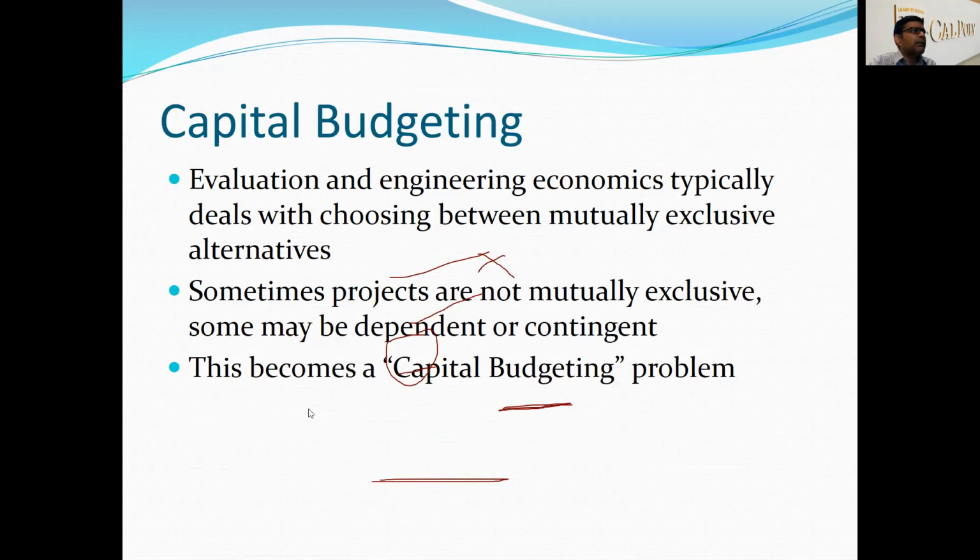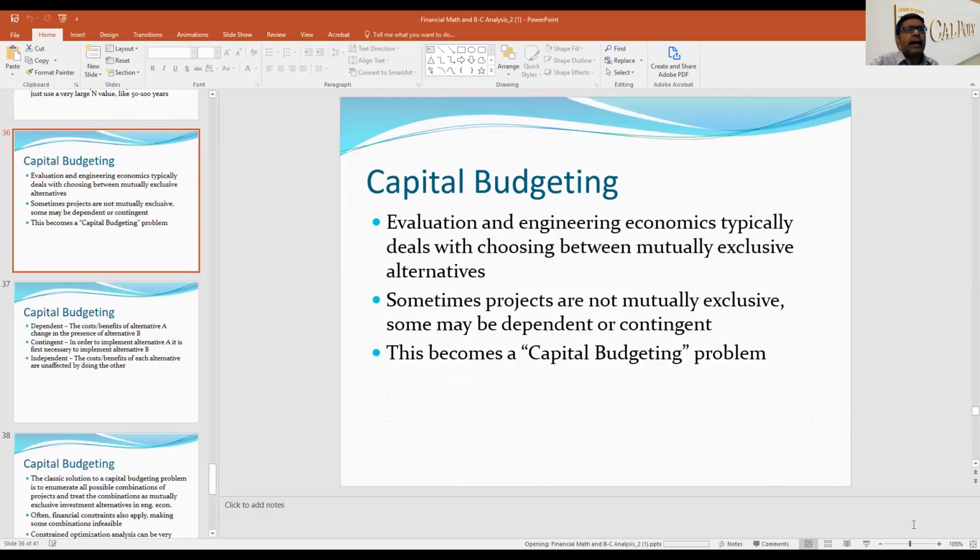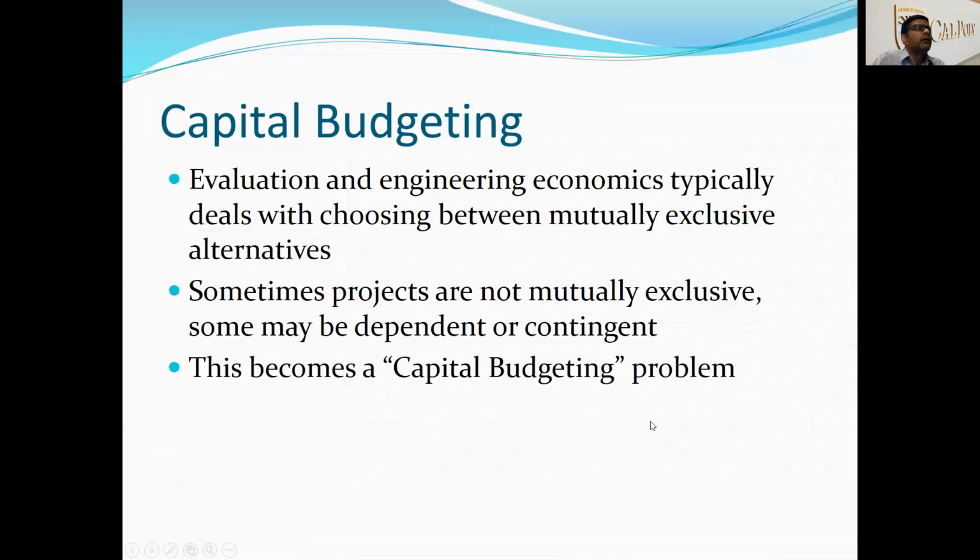So the last concept I want to talk about is capital budgeting. Evaluation in engineering economics typically deals with choosing between mutually exclusive alternatives. But sometimes projects might not be mutually exclusive. They might be dependent or contingent. If you pick one path, that might preclude some paths, or it might open up some new paths. That's what we call a capital budgeting problem.